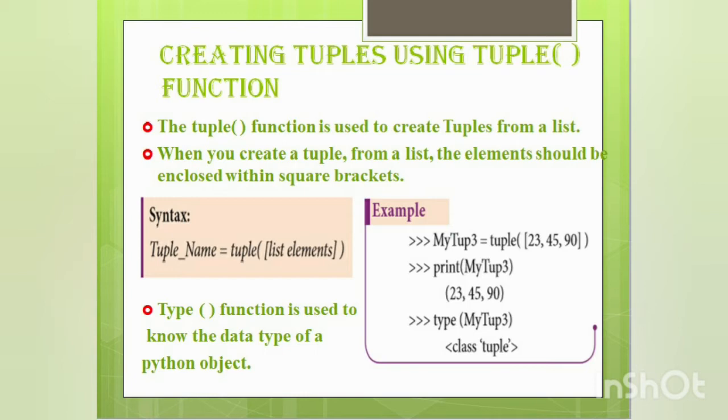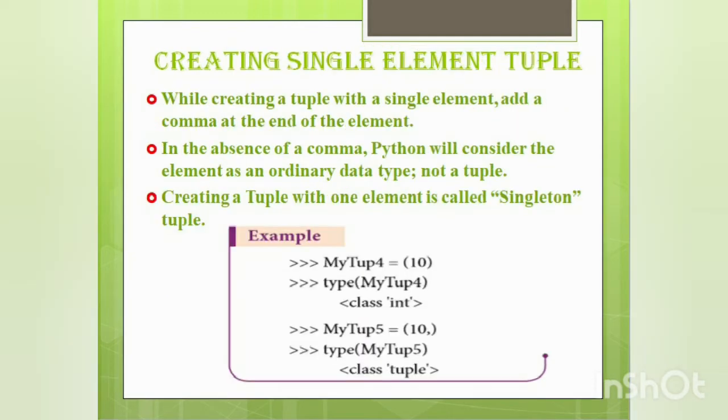Okay, for displaying the type of an object, Python uses the type function. Okay, type of my tuple tup3 means it will display the data type. So, class, which data type? This is 23, 45, 90 within the parenthesis. This is a tuple, right? So, class, it will display tuple. Clear?